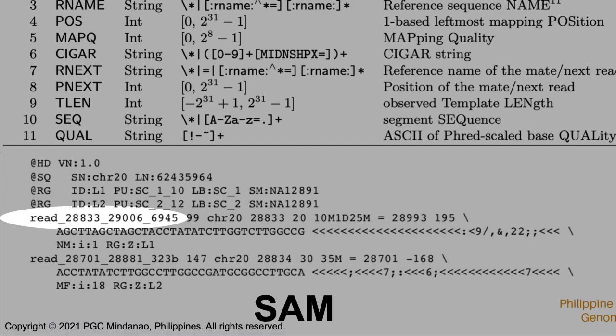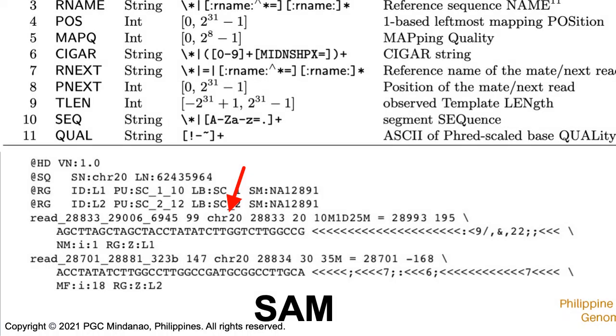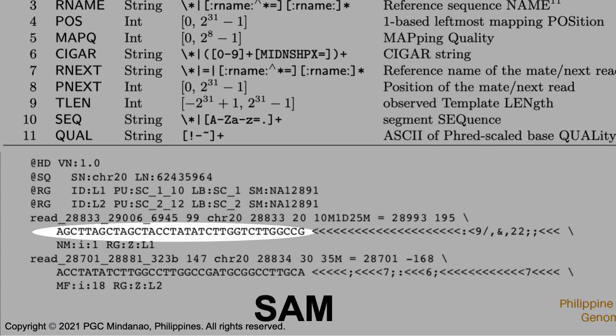In this example, this one here refers to the query name. This refers to the reference sequence name of the alignment. This here is the sequence segment, while this one here refers to the ASCII of base quality.